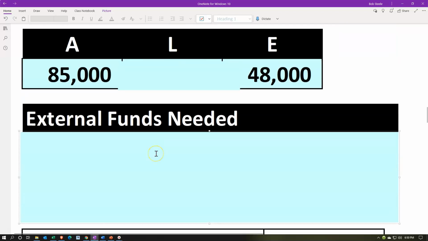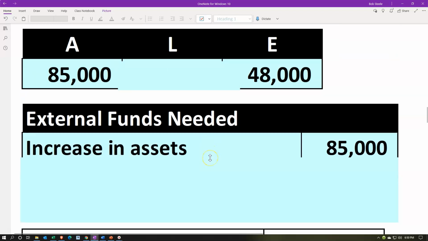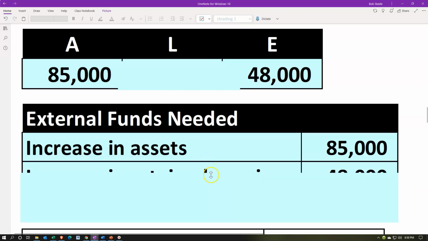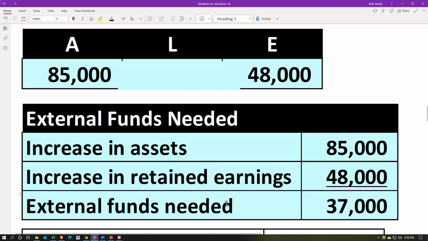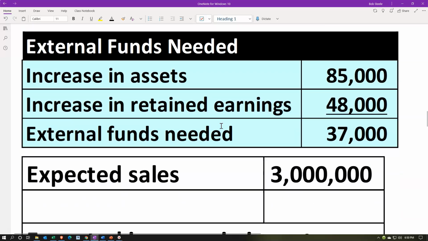So we're going to have to think about that. We could see it in the equation here. If you were to put it into a vertical type of layout, we would say that the increase in assets was the 85,000. We're going to subtract out the increase in the retained earnings, net increase. That's going to give us what we need for the external funds that are going to be needed, which of course is the liability side, or that's 37,000 in this case.